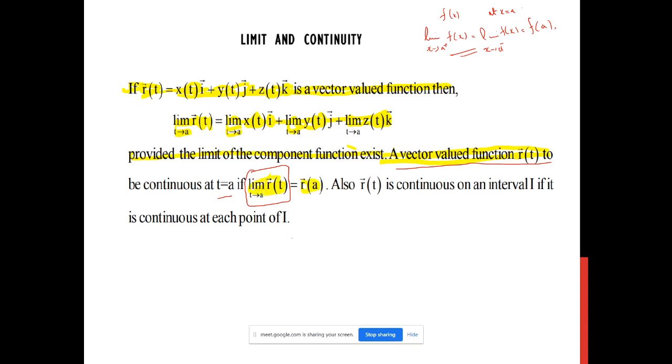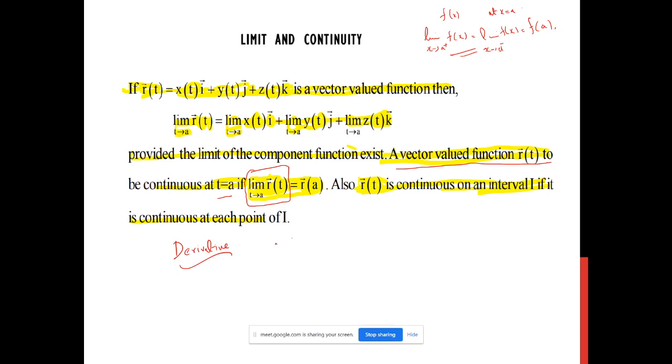So instead of t we can write a. If that limit is equal to r of a, then we say that r of t is continuous at the point t equals a. This vector valued function is continuous on an interval if it is continuous at every point of the interval. Okay, similarly, what will be the derivative of a vector valued function?